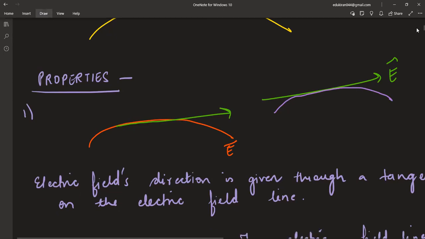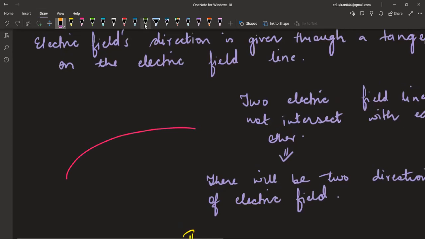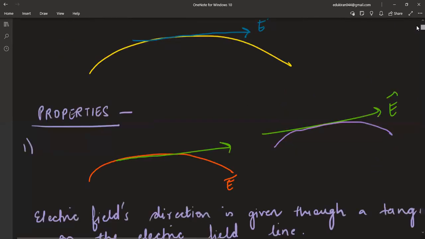Next point. Yes, this is a very important thing. See, since it is a tangent, suppose, let me tell you, this is one electric field. All right, this is one electric field. This is one more electric field. Two electric fields are crossing each other. Now, what will be the direction of the electric field for the electric field line?